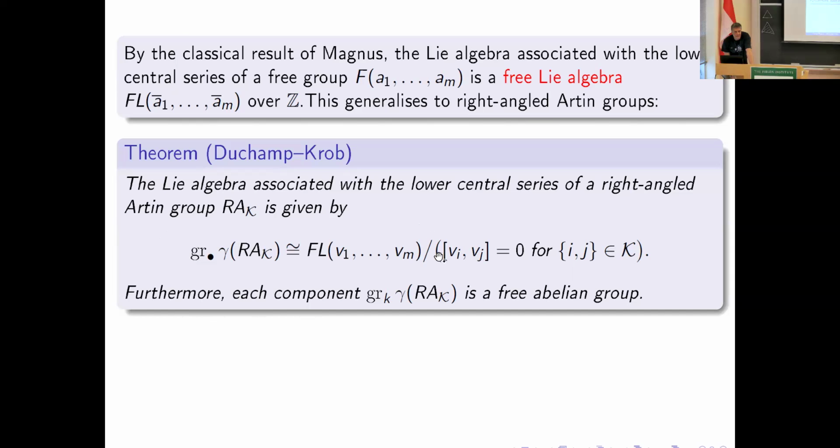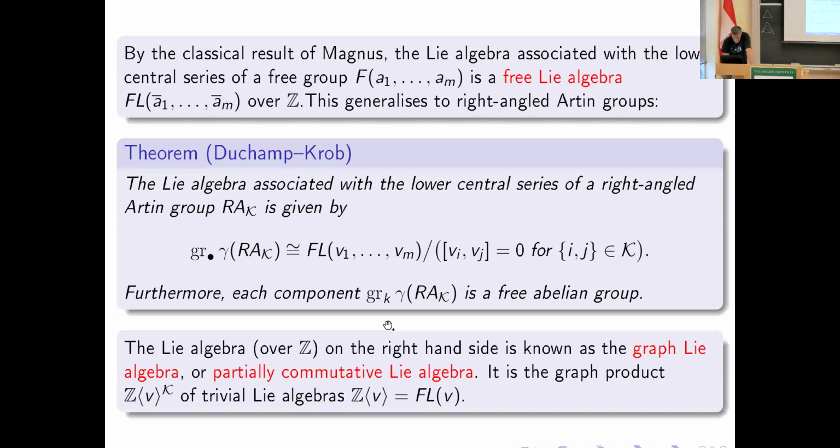So you just convert the commutator relations into the Lie relations. That's how you write down the free Lie algebra. And furthermore, each graded component is a free abelian group. So this is what's called a graph Lie algebra or partially commutative Lie algebra. And once you work with graph products, then you realize instantly that it is also a graph product. It's a graph product of trivial Lie algebras on one generator. So you take the trivial Lie algebra, but then you take the colimit, so it's no longer trivial. It only has some partial commutativity.